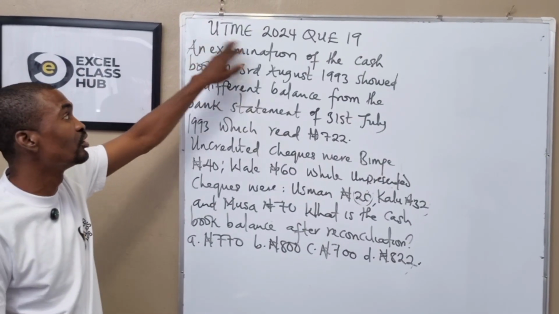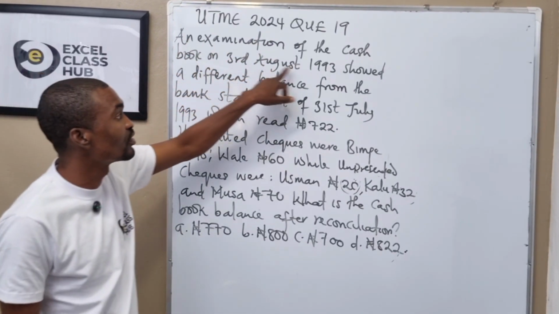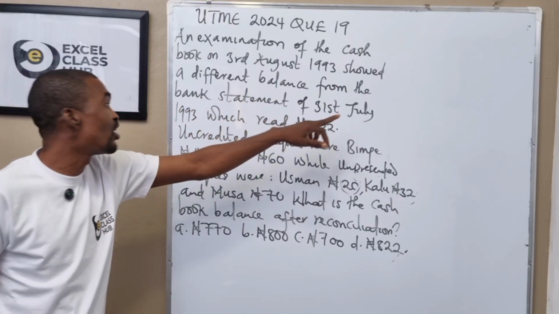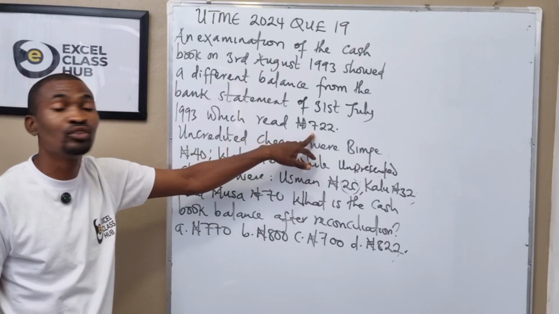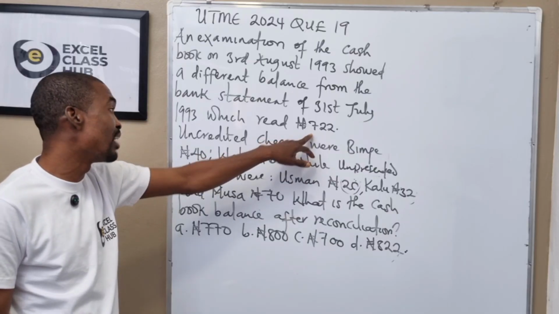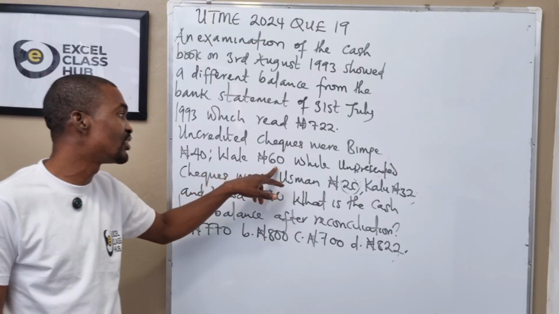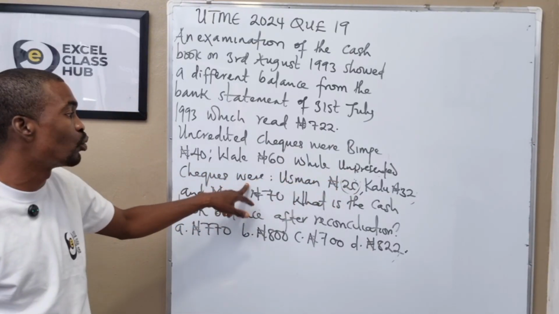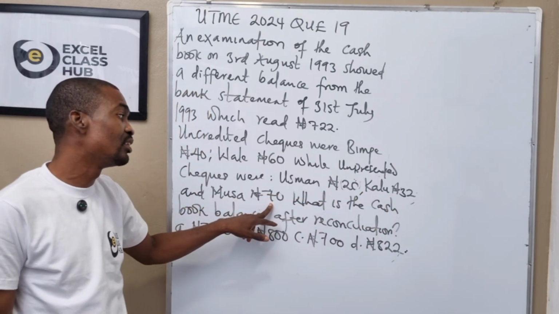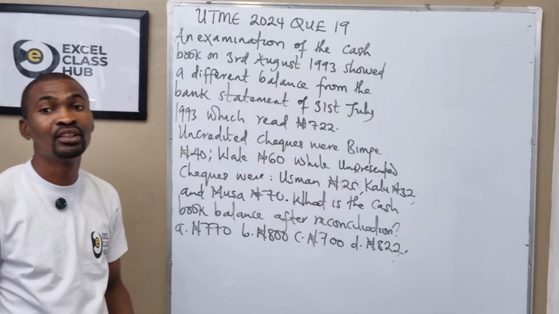All right, this is UTME question 2024, question 19. An examination of the cash book on 3rd August 1993 showed a different balance from the bank statement of 31st July 1993, which read 722 naira. So this figure is the bank statement balance, not cash book balance. Take note of that. Now, uncredited checks were Bimpe 40 naira, Wale 60 naira, while unpresented checks were Usman 20 naira, Kalu 32 naira, and Musa 70 naira. Now the question is this: what is the cash book balance after reconciliation?